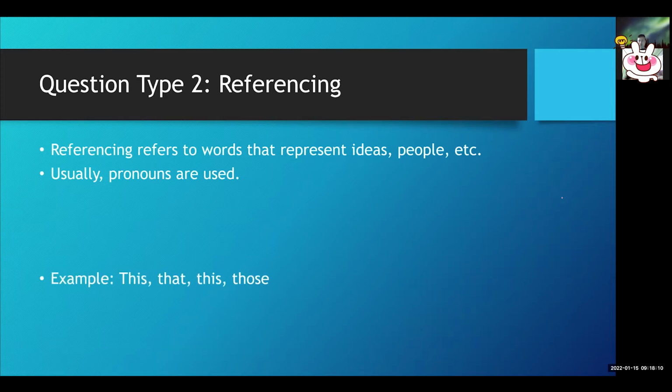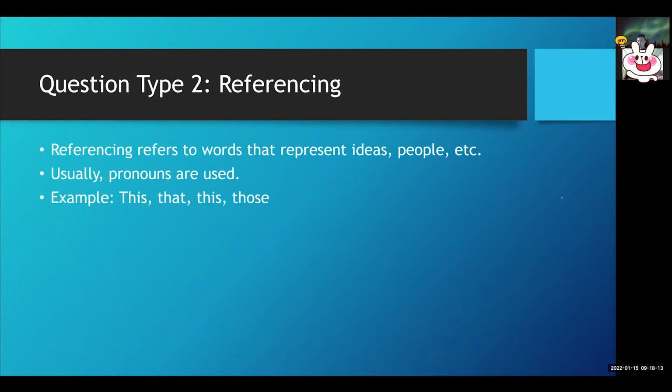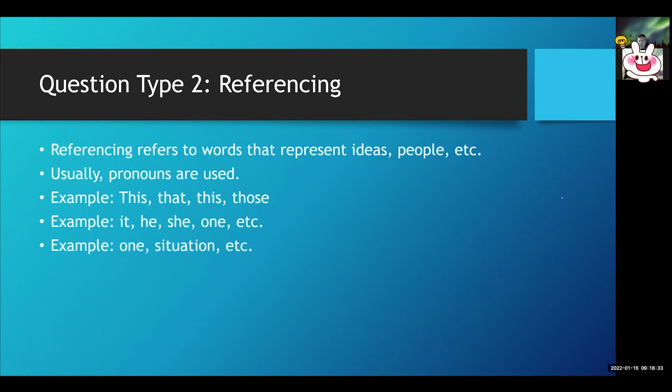Remember what are pronouns? Demonstrative pronouns, right? This, that, these, those. It, he, she, one, etc. Each of these words will represent something or someone. And your job as the student is to identify what it represents. Or sometimes you could have a word like a situation. So what is this situation? For example, what does the words, the situation, refer to?